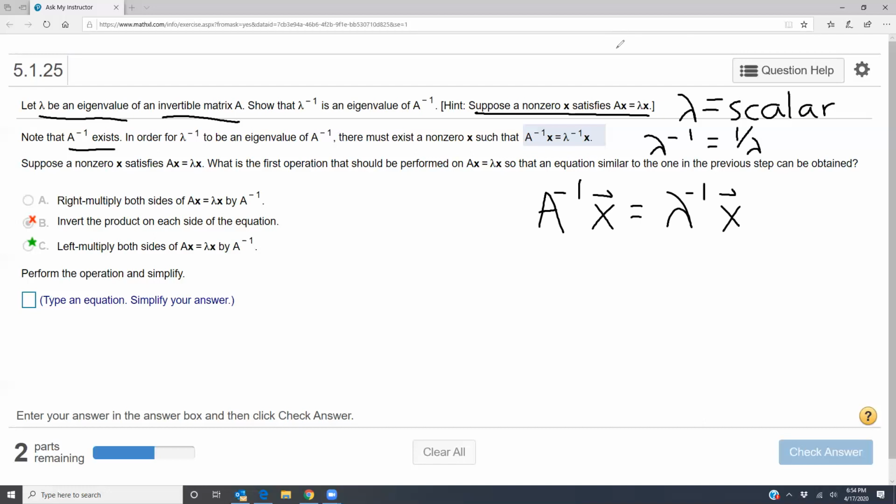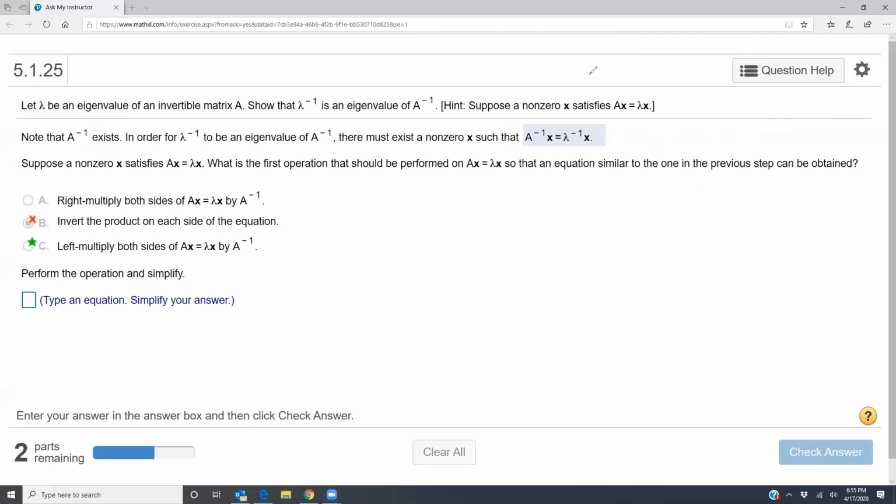Now suppose a non-zero x satisfies Ax equals lambda x. Again, that's the definition of lambda being an eigenvalue of A. What is the first operation that should be performed on Ax equals lambda x so that an equation similar to the one in the previous step can be obtained? So when they talk about an equation similar to the one in the previous step, they're talking about this equation, A inverse x equals lambda to the negative 1 x.